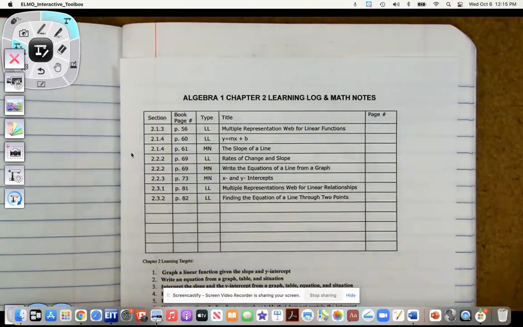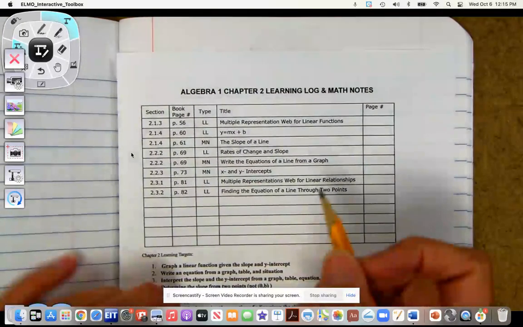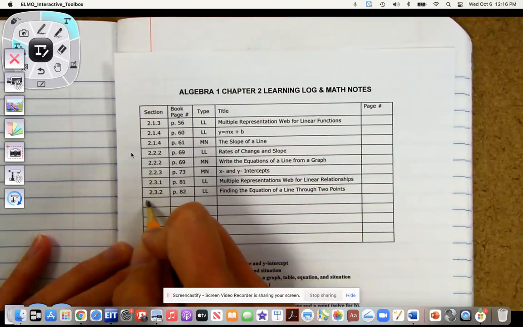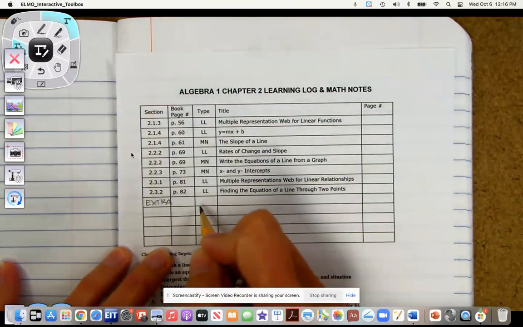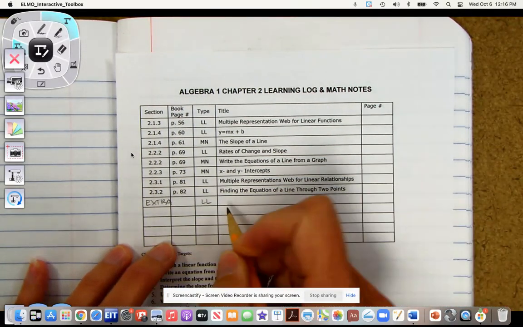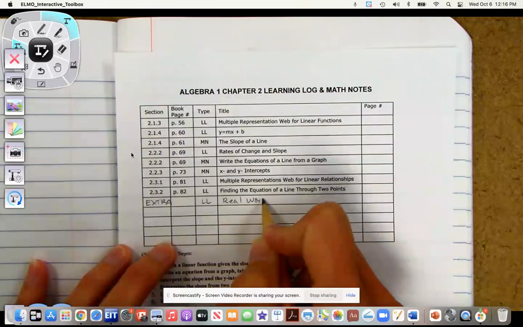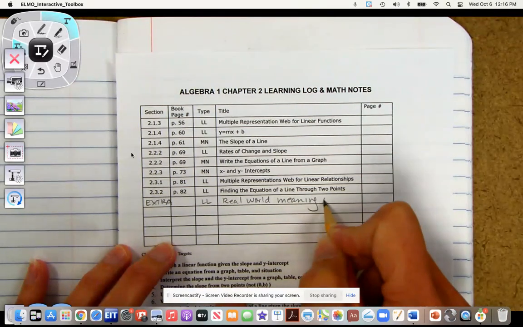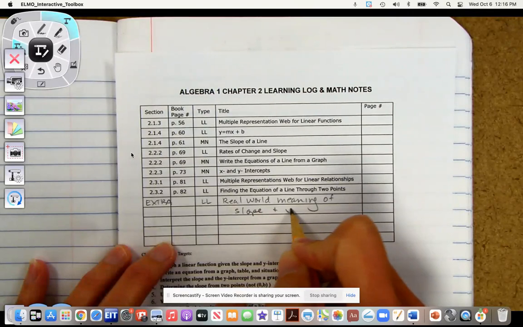Okay, I'm going to take you through updating your learning log for chapter 2. First of all, I want you to add in something on this list right here. This is a little extra. And in the extra part, we're going to add a learning log entry on real world meaning of slope and Y-intercept.